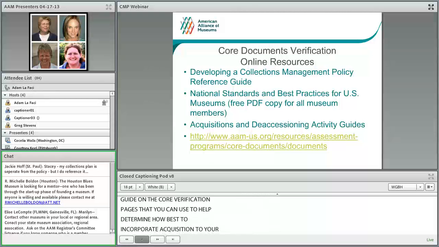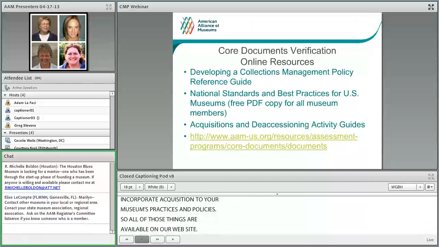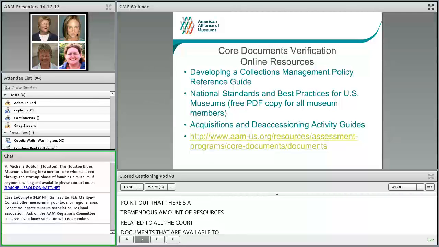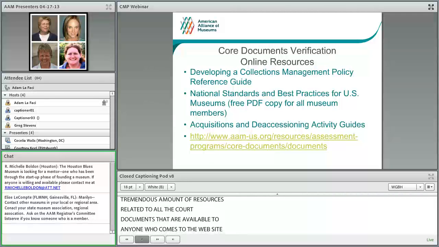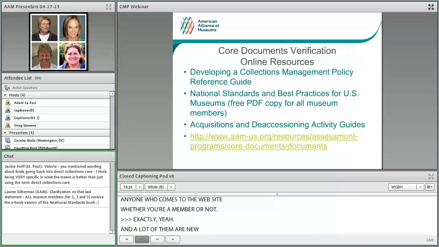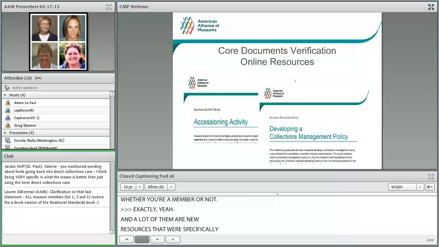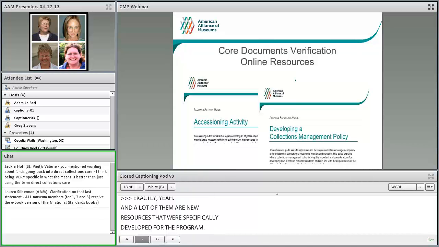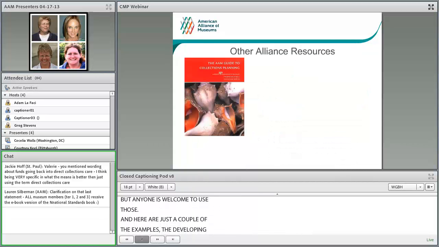And Cecilia, I just want to point out that there's a tremendous amount of resources related to all the core documents that are available to anyone who comes to the website, whether you're a member or not. Exactly, yeah. And a lot of them are new resources that were specifically developed for the program, but anyone is welcome to use those. And here are just a couple of the examples: the Developing a Collections Management Policy and the Accessioning Activity.